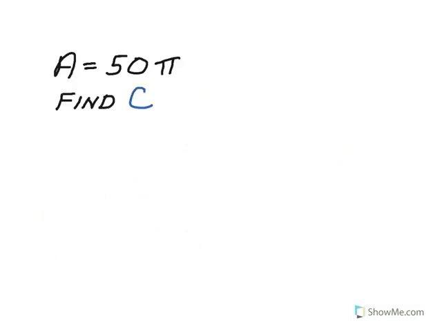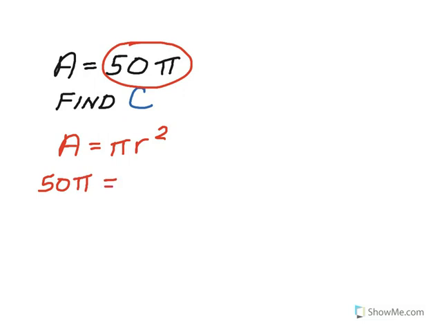In this next example, let's say that I'm given a circle that has an area of 50 pi square units, and I have to find the circumference. The only dimension that you need to know with the circle is the radius. So we can use what we know about area to find the radius, and then plug that into the formula to find the circumference. I know that area is pi r squared, and the area I'm given is 50 pi. So 50 pi must equal pi times r squared.